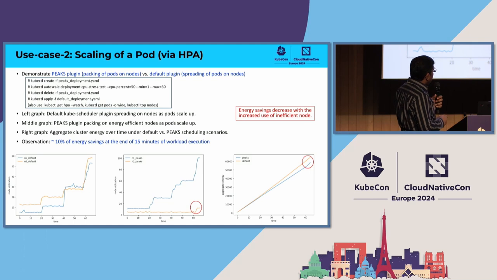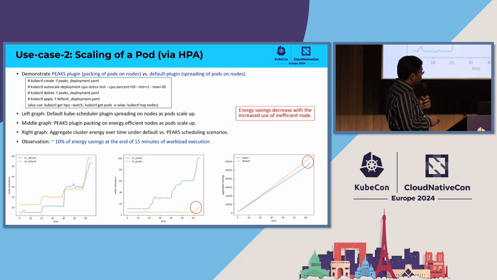Now, come back to the PEAKS scenario. When PEAKS is used for scheduling, when the load increases, the horizontal pod autoscaler controller does the same kind of scaling, that it decides a new pod to be created as the load increases. But this time, the pod placement decision is made by the PEAKS scheduler plugin, and because PEAKS is aware of the energy efficiency of nodes, it wants to first exhaust all the resources available on the most energy efficient node. So it tries to keep the pods as much as possible on node one first. You can see that the utilization of node one goes all the way up to 100% before a pod is placed on node two, right?